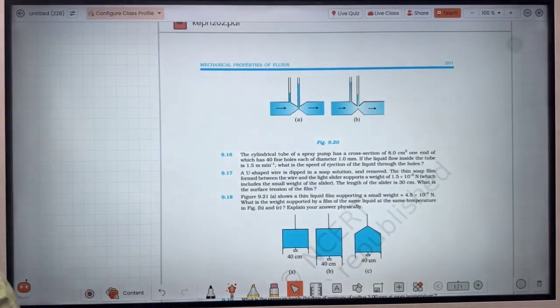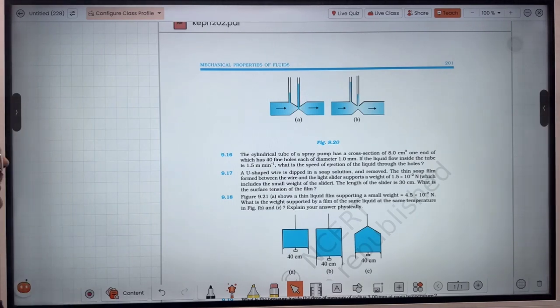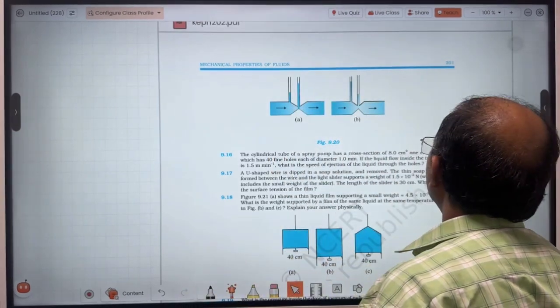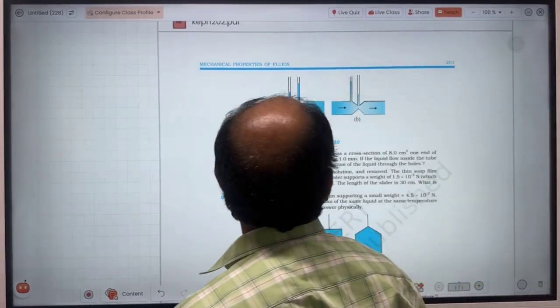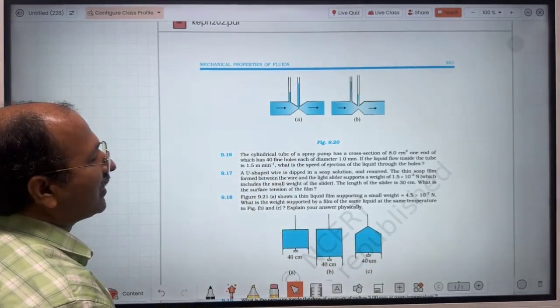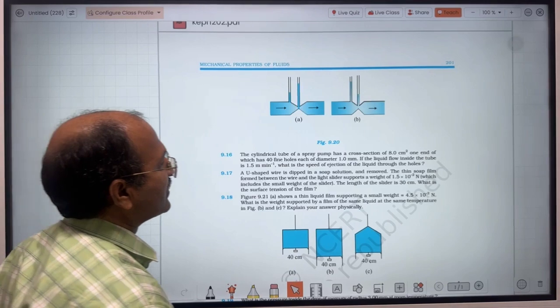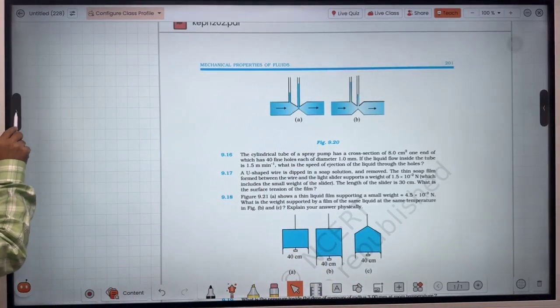Now we are going to see the next one. So the next question says, the cylindrical tube of a spray pump has a cross section area of 8 cm square and one end which has 40 fine holes, each of diameter 1 millimeter. If the liquid flow inside the tube is 1.5 meter per minute, what is the speed of ejection of the liquid through the hole? So this is a simple question.